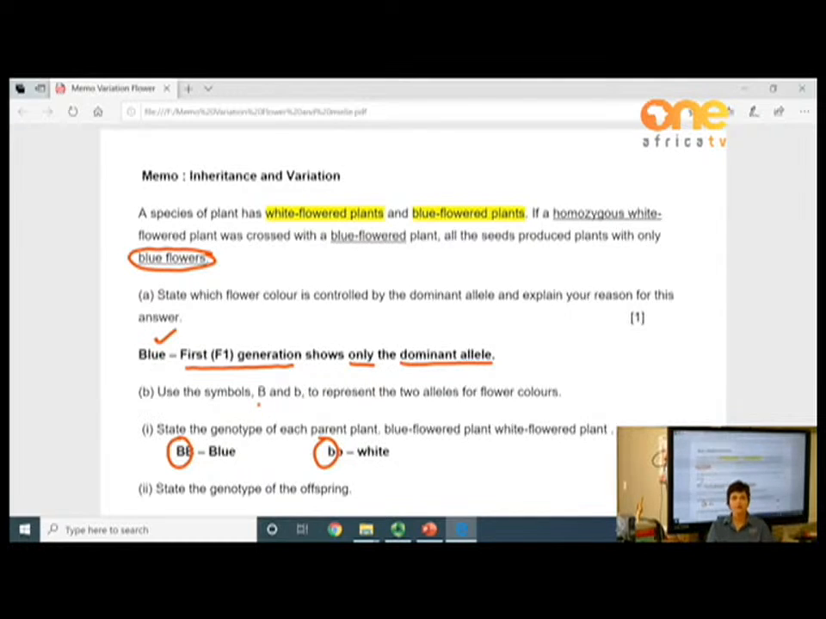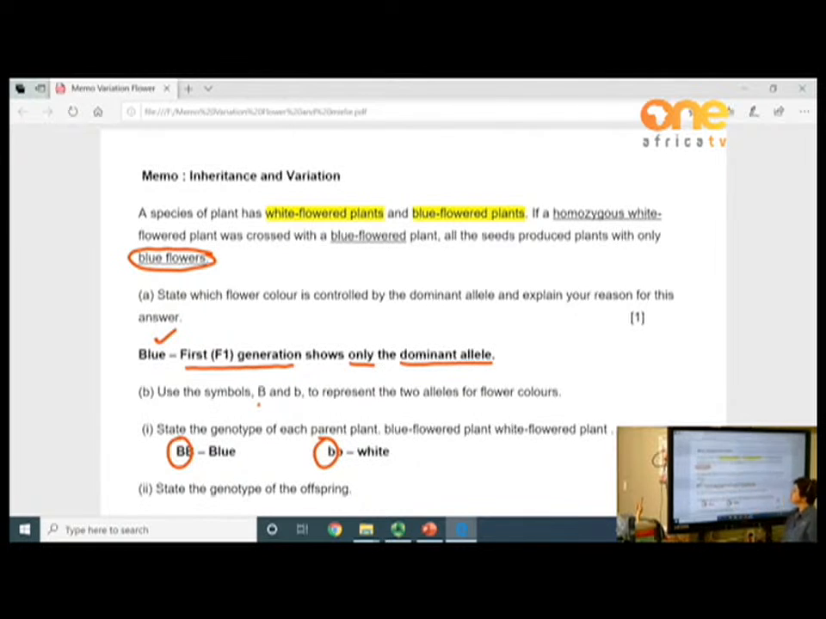Some has white flowers and some others has blue flowers. It is the same species, so it shows variation. It either has white flowers or blue flowers. But when we have a crossbreeding between the white flower and the blue flower plants, all the offspring was blue.